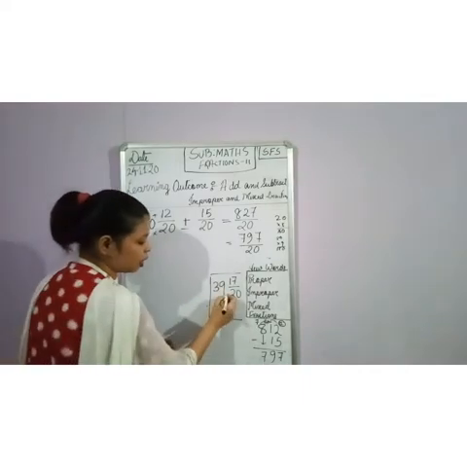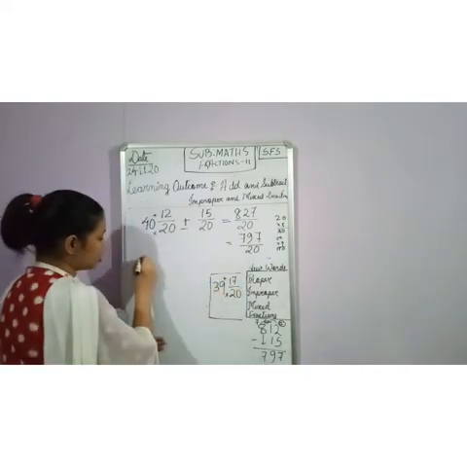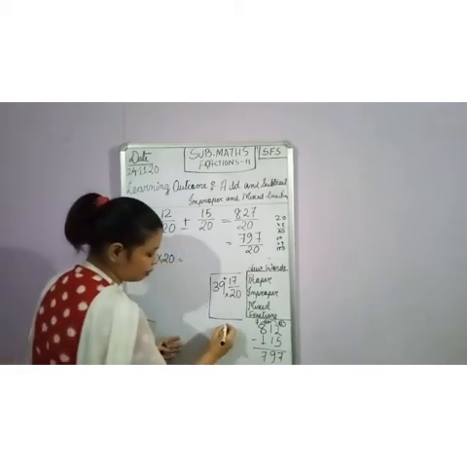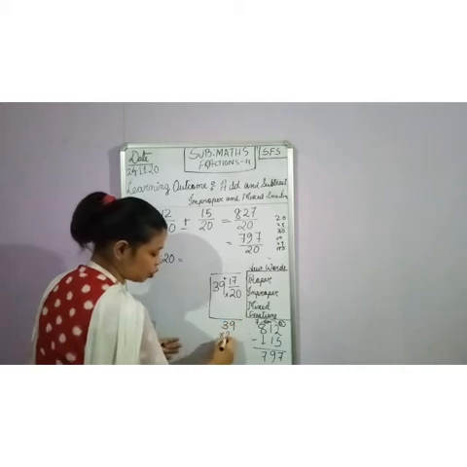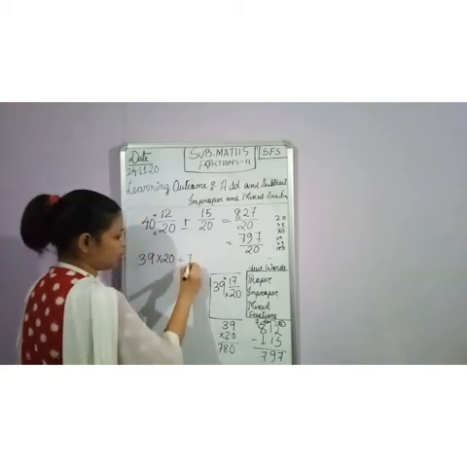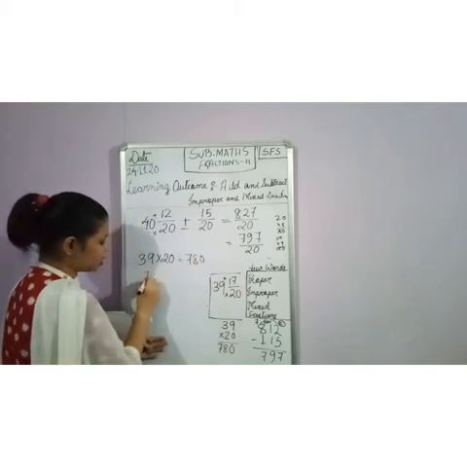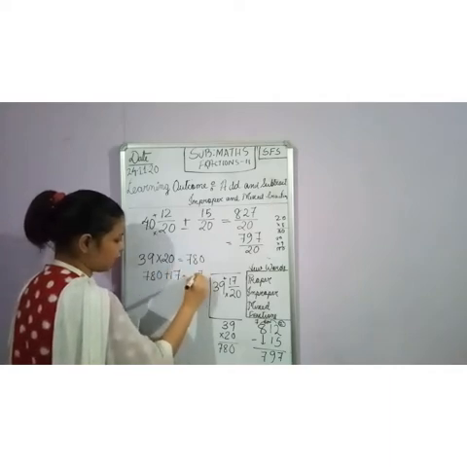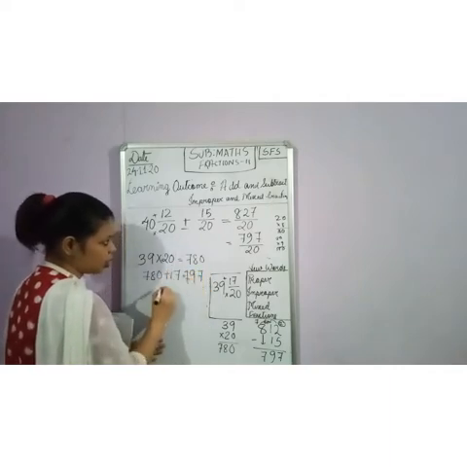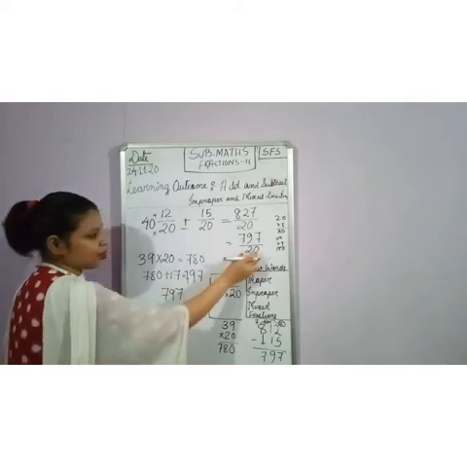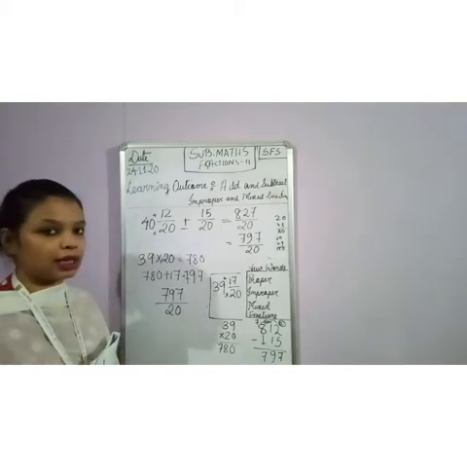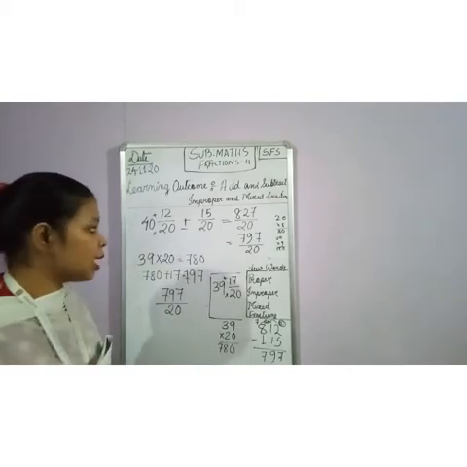Alright, so what you do, you multiply and you add. So 39 into 20, what you get? Multiply the number 39 into 20, 9 2s are 18, 3 2s are 6, 7, 7, 80. Now this 780 you add with 17. So you get 797. This will always remain throughout the question. So we are getting the improper fraction.